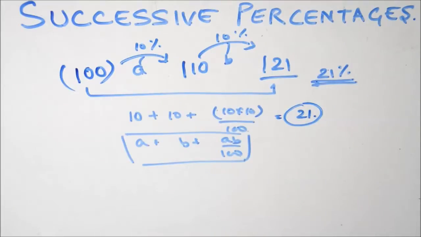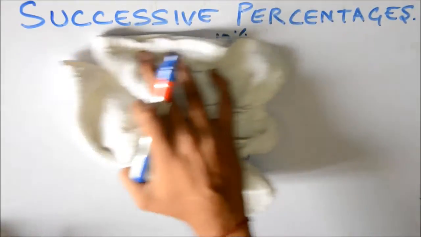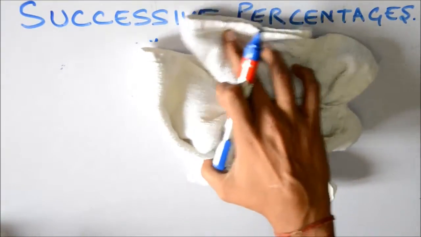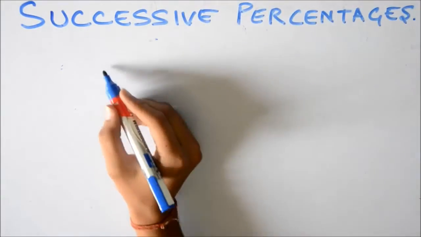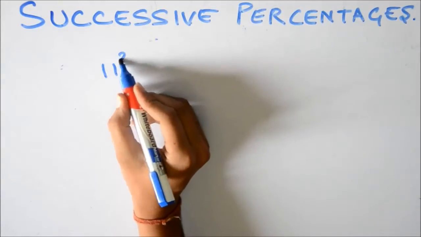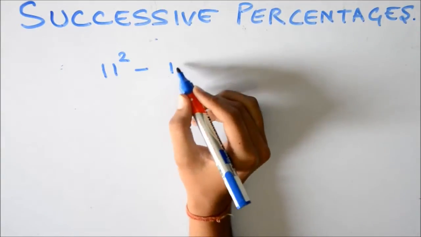Now let's see the uses of this thing. It's very useful. First I'll show you an example. Suppose you have to calculate 11 square. What is 11 square? 11 square is 121, right?